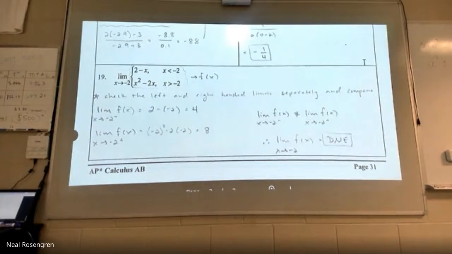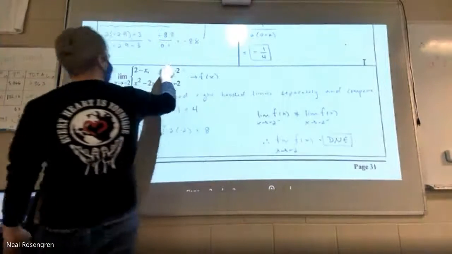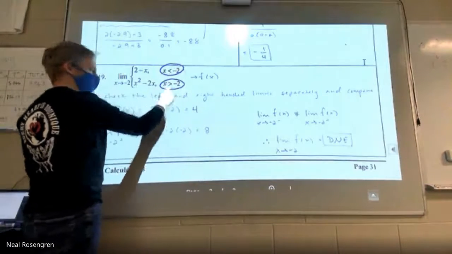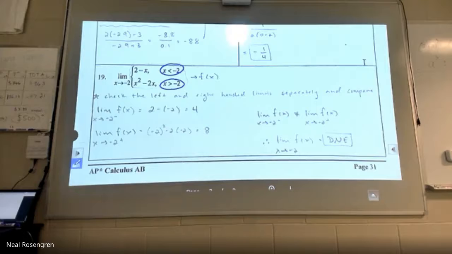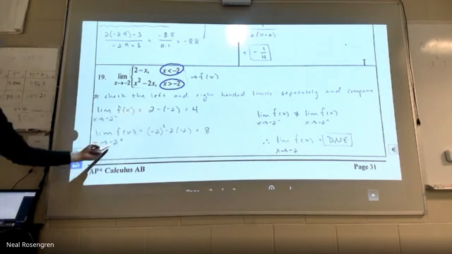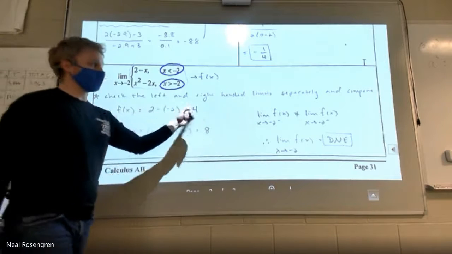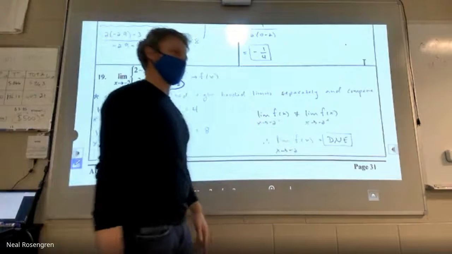You check the left and right hand limits separately and then compare those. This one was nice because I had a lot more space to write in. So here I am to the left of -2. Here I am to the right of -2. So when I'm to the left, I plug it into the top one. And from the right, I plug it into the bottom one. Those two numbers are different. Therefore, that limit doesn't exist.